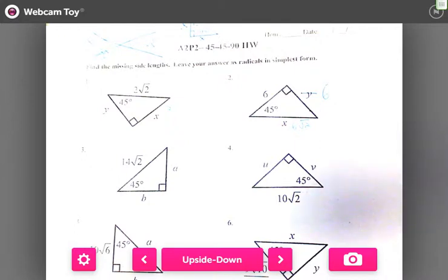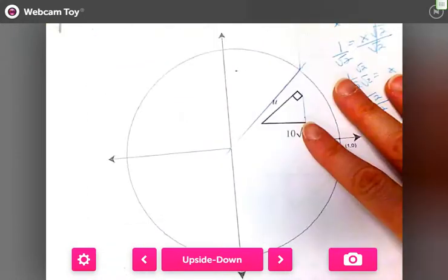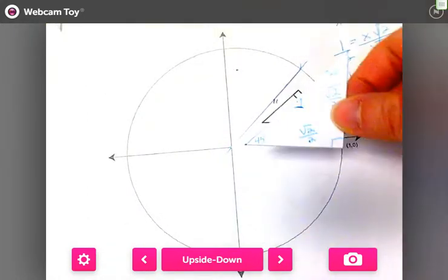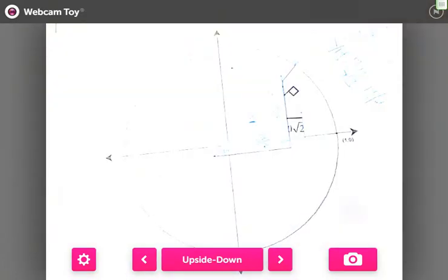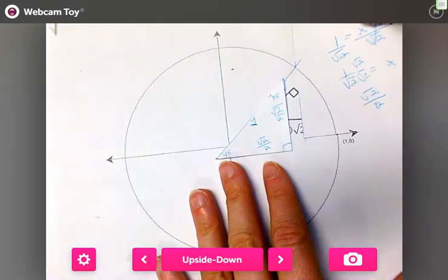Don't cut your whole circle up, just cut the triangle out because we're going to need this circle for later. So you should have like a hole in there where you've cut out your 45, 45, 90 triangle. I cut a line down and then cut it out.